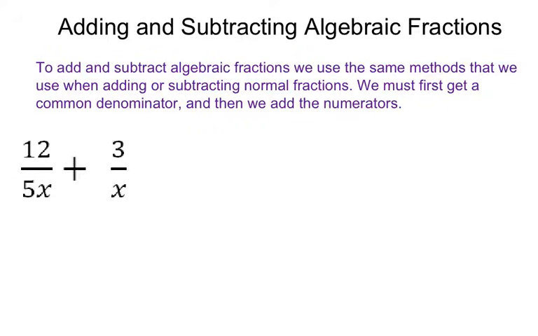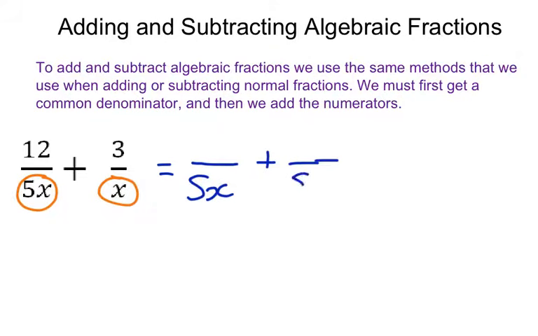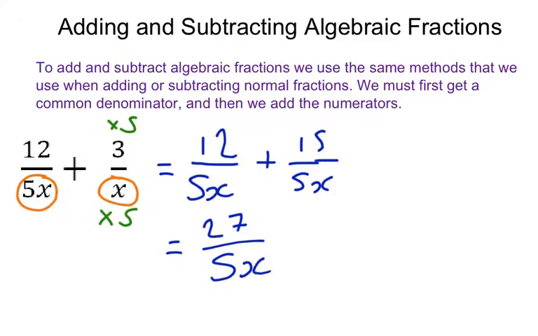Similarly for this one, we have 5x and x. This time the common denominator is going to be 5x, and the first one doesn't change, so we still have it over 5x. The second one is going to be multiplied by 5. So when we multiply that by 5, we multiply the 3 by 5 as well, which gives us 15 over 5x, and that gives us a final answer of 27 over 5x.